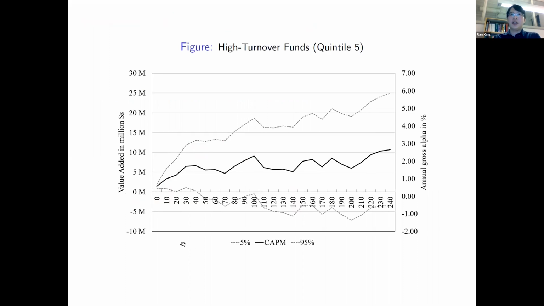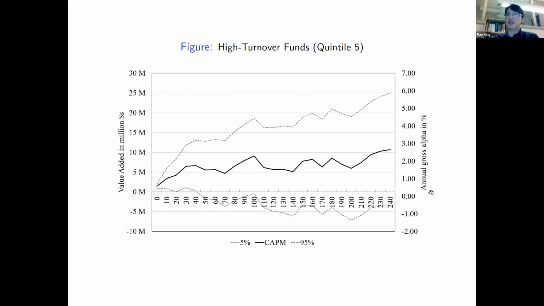So in this figure, we show the value added of high turnover funds from their holdings shorter than 10 days, 20 days, 40 days. Those are business days. So here 120 business days is about half a year, and 240 business days is about a year. So we show the value added of high turnover funds from their holdings shorter than 1 year.